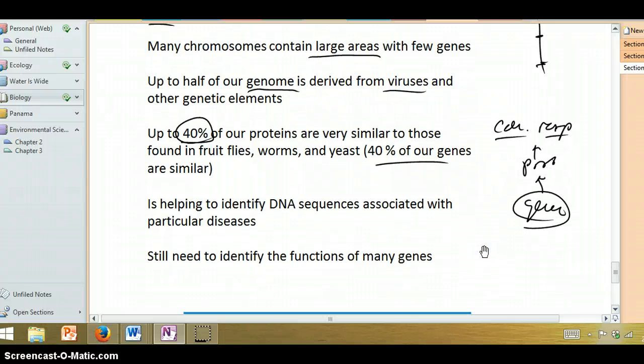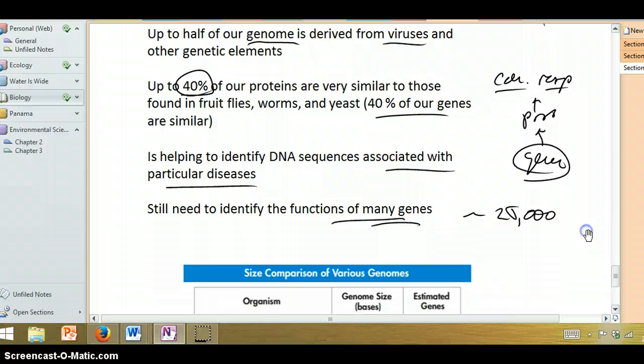So, of course, we're also using this to identify genetic diseases. We've identified approximately 25,000 genes in the human genome. The function of many of them has been found, but there are still many more where we know there's a gene in a particular portion of the chromosome or genome, but we haven't necessarily figured out what that gene is doing, and so that's another big area of research and exploration.